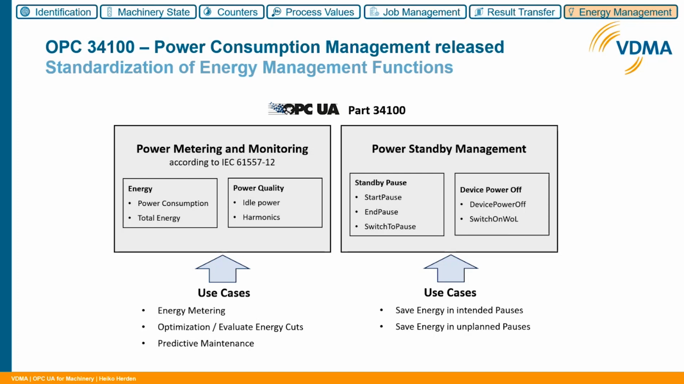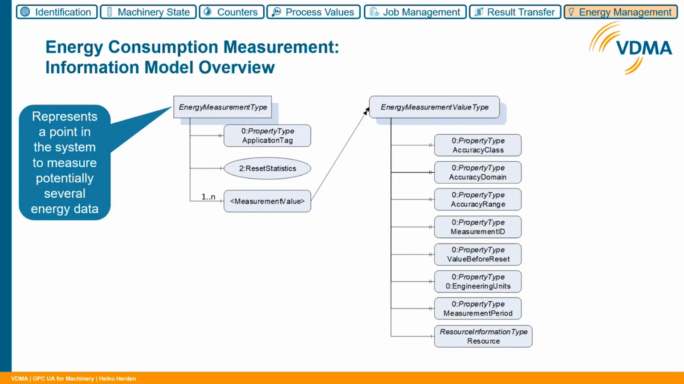And so for the power standby management, we have a state machine defined for how to get a machine into a standby mode or even into some switched off mode, which can be woken up on LAN. So like that you send some magic packet to the machine and it starts up again. But I don't want to go into detail too much about the power standby side. I want to show you the power metering and monitoring now, for which we defined the energy measurement type, which represents a point in the system to measure potentially several energy data.